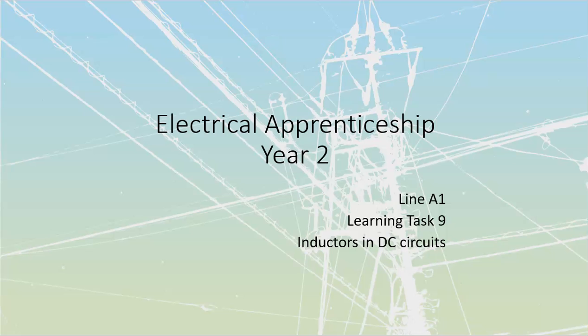All right, line A1, learning task 9, we're going to take a look at inductors inside of a DC circuit. And I do want to highlight that we are going to learn about inductors inside of a DC circuit right now. We are also going to cover inductors when they get into AC circuits. We're not getting there yet, but we will be there in a couple of days.